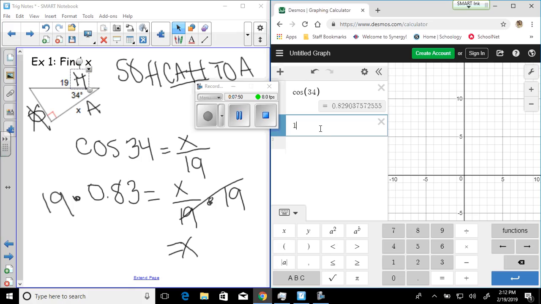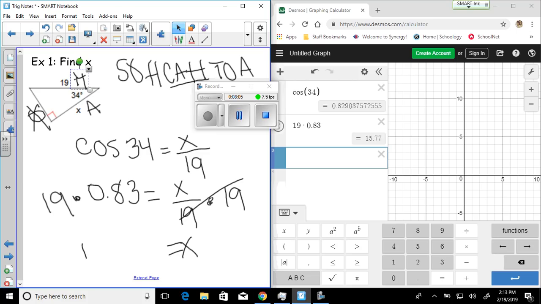times 0.83. And we get 15.77. And if we round to the nearest tenth, we can get 15.8. So here we have 15.8 is x. So that's our answer here. So now we know that the x value, the adjacent side of that triangle, is 15.8 units long.